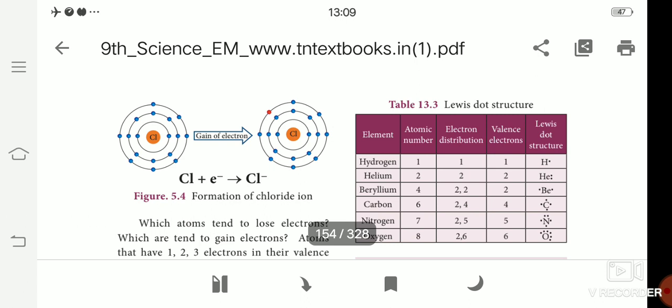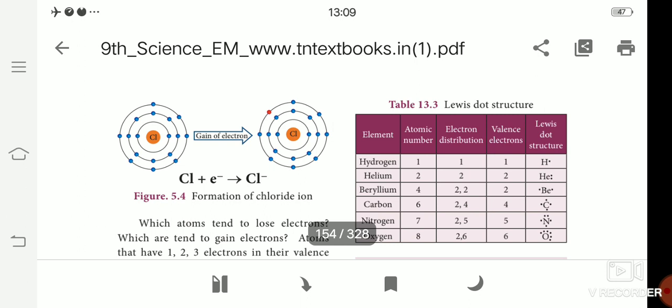Next, carbon. Carbon has atomic number 6 and electronic distribution 2, 4, so the valence electron is 4. The Lewis dot structure of carbon has 4 dots, and the 4 dots mean 4 valence electrons.